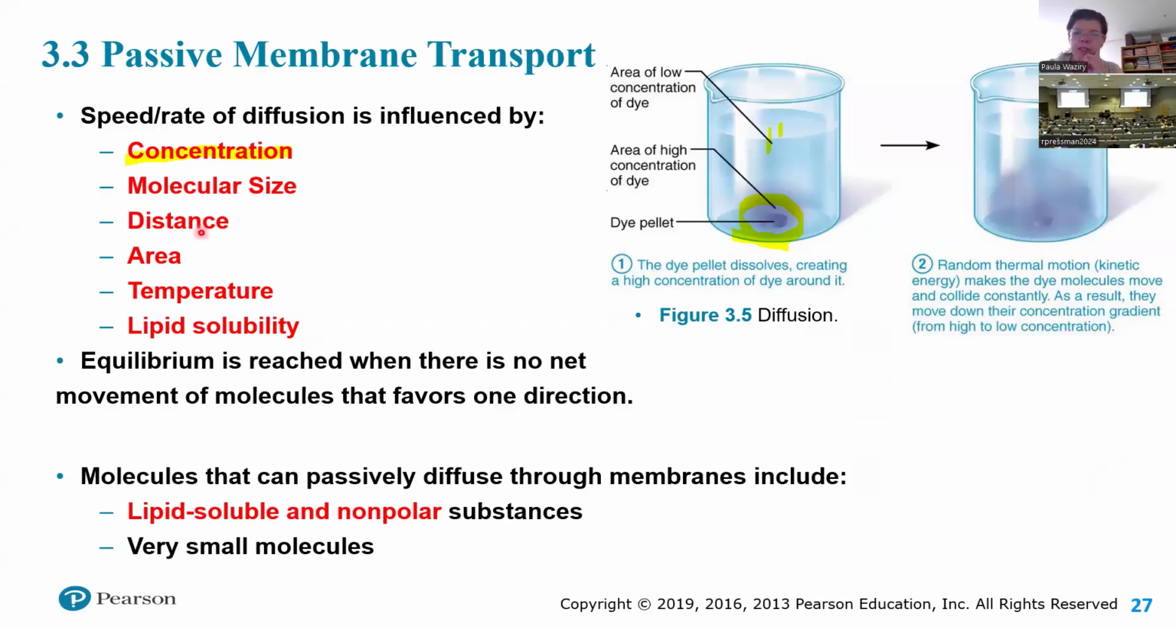The distance that the thing has to travel is also taken into consideration. If you're looking at how things are diffusing from here all the way to the other side of the beaker, the first part of the beaker, of course, is going to have more concentration and more diffusion than the other side. So distance and area are correlated.